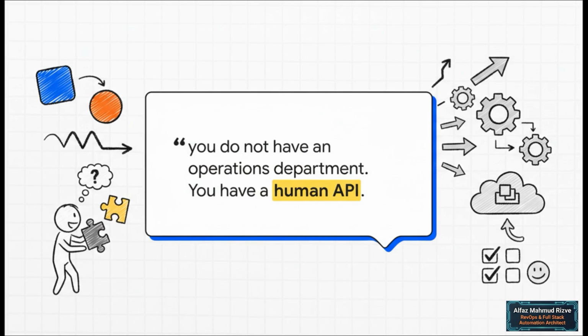If you have people on your team manually copying and pasting data from one app to another, you haven't really built a system. What you've got is a very slow, very expensive, and kind of error-prone human API.